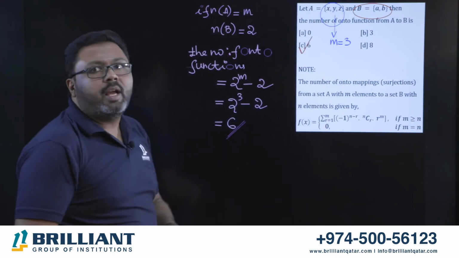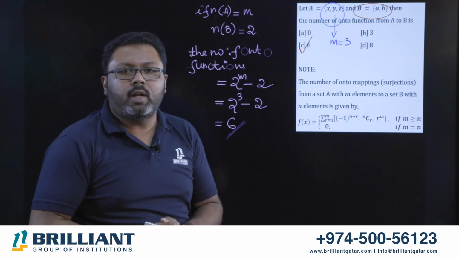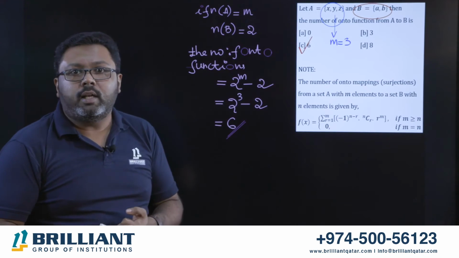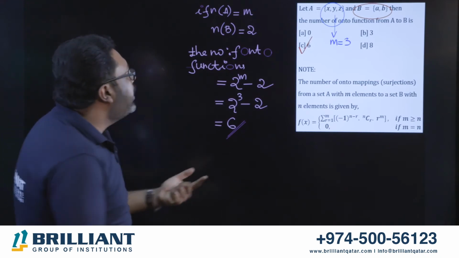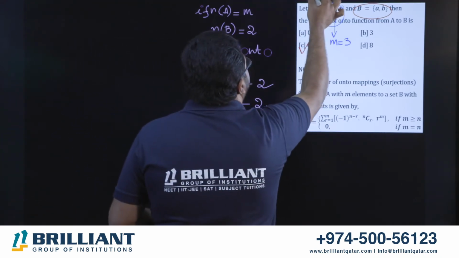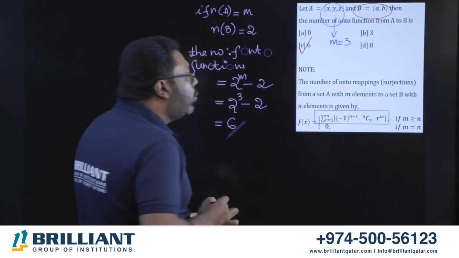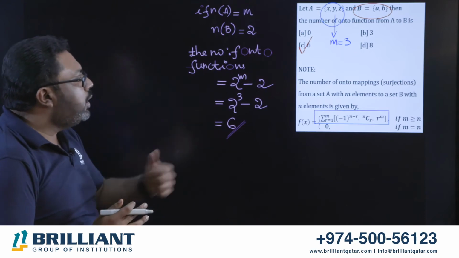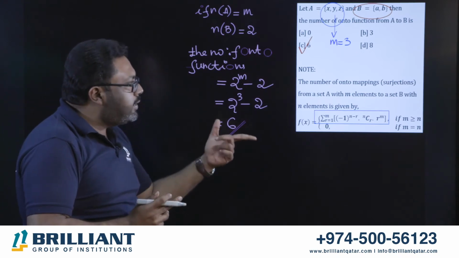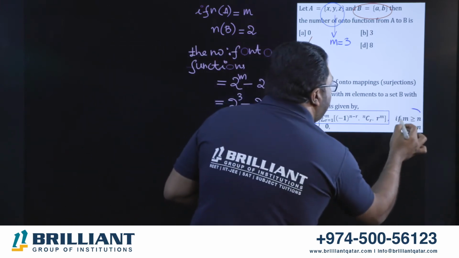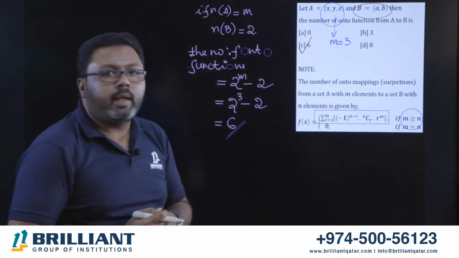The number of onto mappings is 6. Get it? But we need to learn a different formula now. The formula is what? Look at the formula, my dear students. The formula is sigma r is equal to 1 to n, minus 1 raised to n minus r, nCr, and r raised to m, and this works only if m is greater than or equal to n.